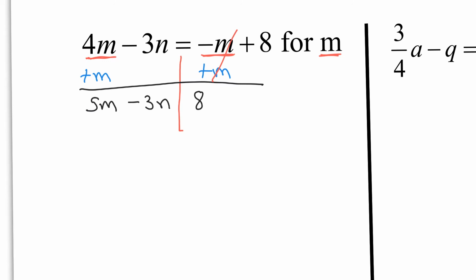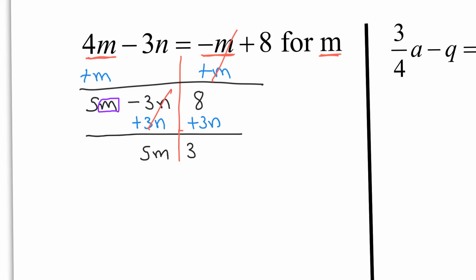Now, the variable that I want by itself is the m. That's what we want to solve for. So I need to get rid of this minus 3n. The opposite of minus 3n will be plus 3n, and you add 3n over here. So now you can cancel this right here. Bring down the 5m. And on the other side, 8 and 3n are not the same, so I'm going to write it down as 3n plus 8.